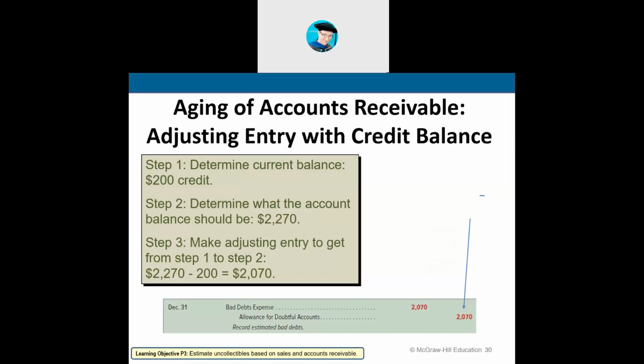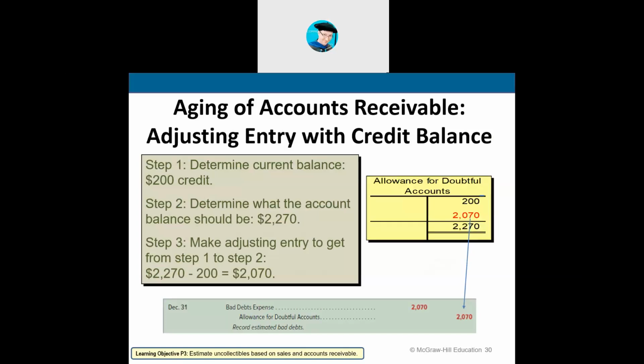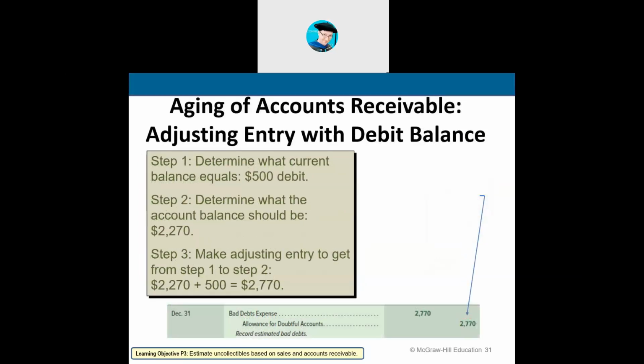It's probably the most accurate, in my opinion, but it's more difficult to do, right? That's why I just like the percentage of total sales.